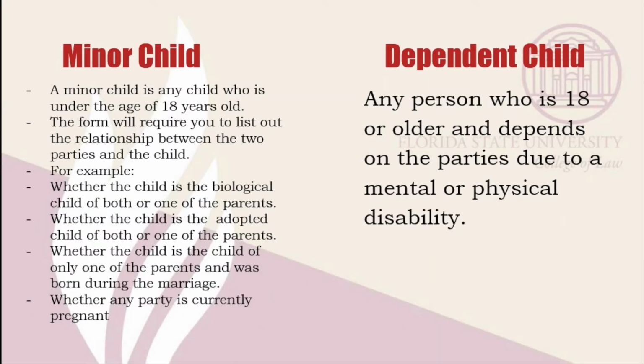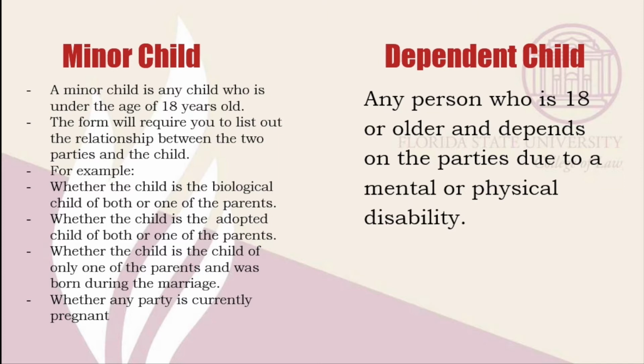Minor child. A minor child is any child who is under the age of 18 years old. The form will require you to list out the relationship between the two parties and the child. For example, you will have to list out whether the child is the biological child of both or one of the parents, whether the child is the adopted child of both or one of the parents, whether the child is the child of only one of the parents and was born during the marriage, whether any party is currently pregnant.